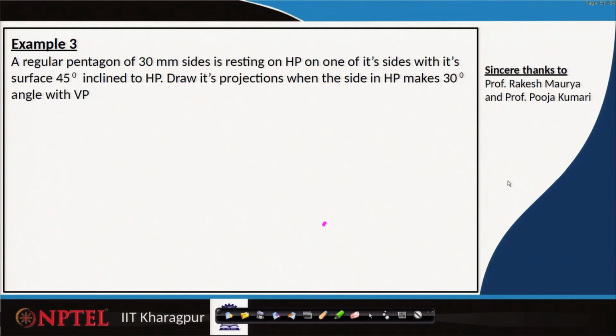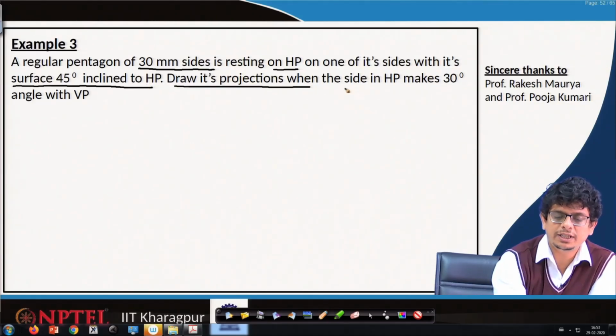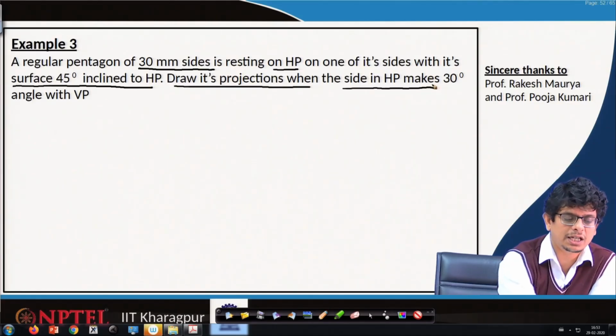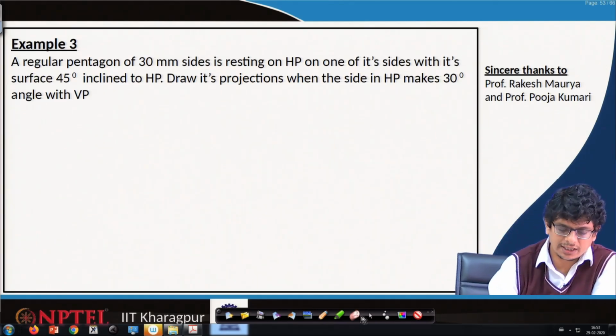In this next example, instead of a triangle, we are looking at a pentagon. So, it is a pentagon of 30 mm side, and one of the sides is resting on the horizontal plane, with its surface 45 degrees inclined to the horizontal plane. If that is the case, draw its projections when the side in HP makes a 30 degree angle with the vertical plane. So, let us look at the solution.